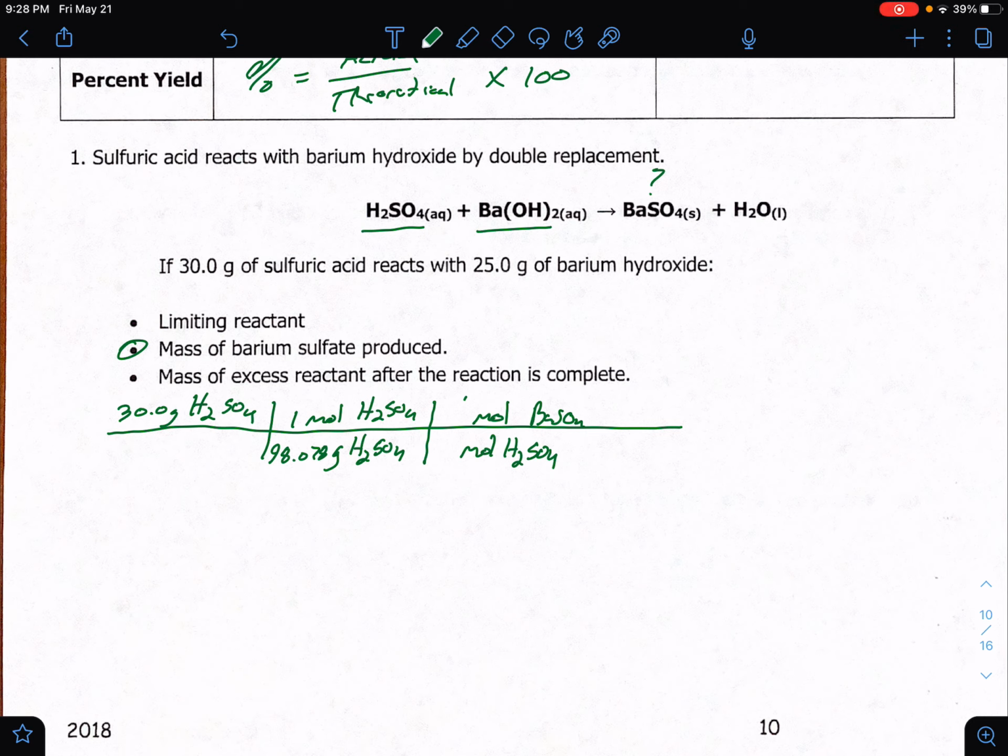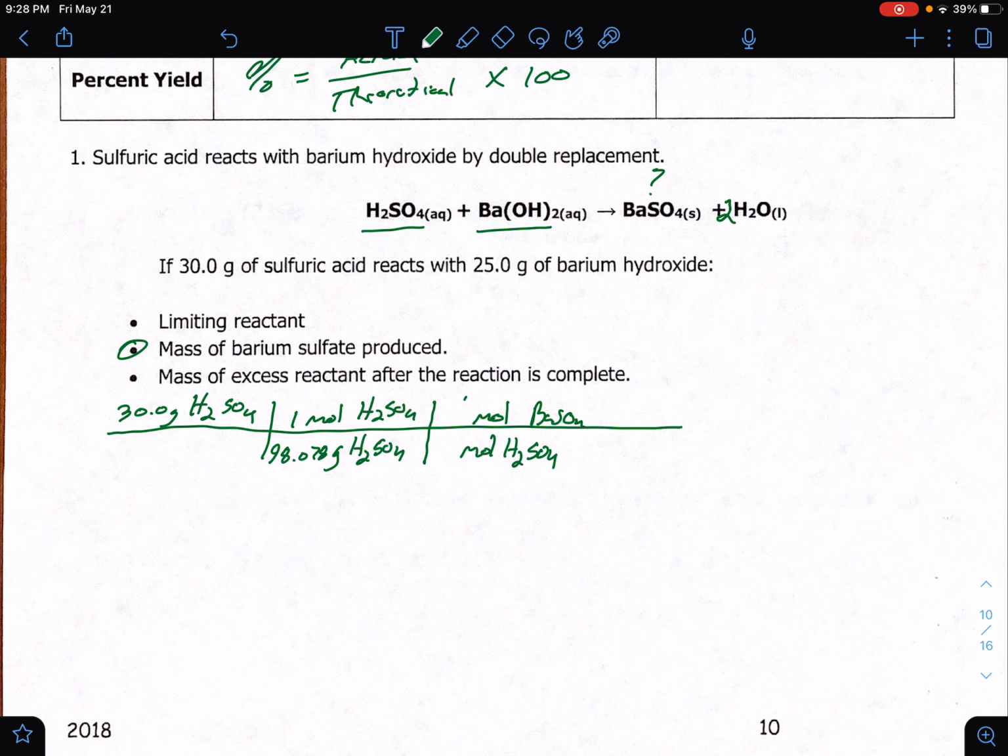So I honestly need to put a 2 in front of this H2O. Not that it's really going to matter. Okay, so that fixes my hydrogens. Oxygens, I have 6 on the right and I have 6 on the left, so that one's good. I have 1 sulfur on the left, 1 sulfur on the right, 1 barium on the left, 1 barium on the right, so that means it is balanced.